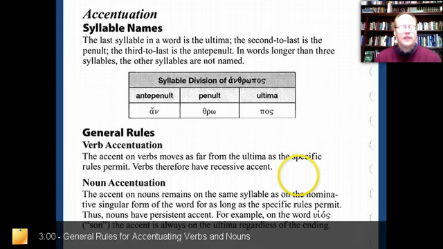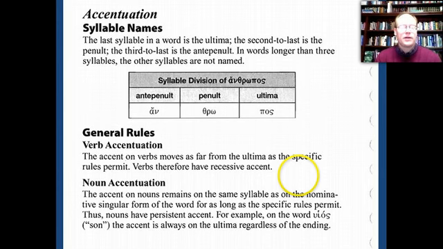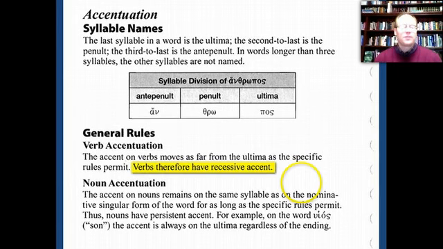Now when it comes to accentuation, there are some general rules that are here on the bottom of the page, and then there are specific rules. You do need to know the general rules. The first has to do with verb accentuation. With verbs, the accent will move as far from the ultima as the specific rules permit. Verbs therefore have recessive accent. Recessive means that it recedes from the end toward the beginning as the rules allow.